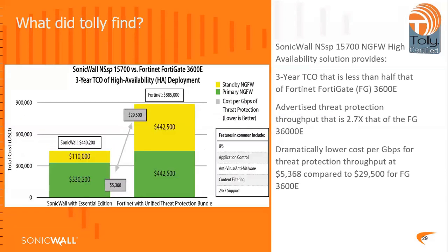So this is the NSsp series, the 15700 firewall. It also provides a 3 years TCO that is less than half that of the FortiGate 3600E model. The same thing, they advertise the threat protection throughput that is 2.7 times that of the FortiGate. So it's also low cost, but with high performance.